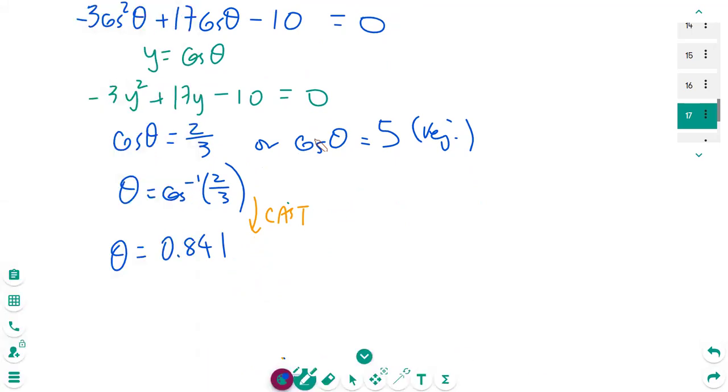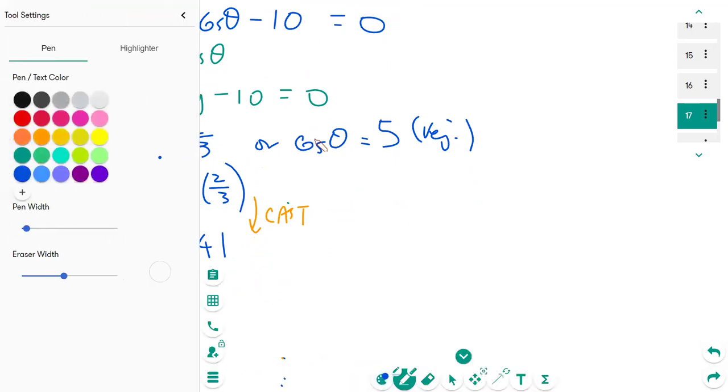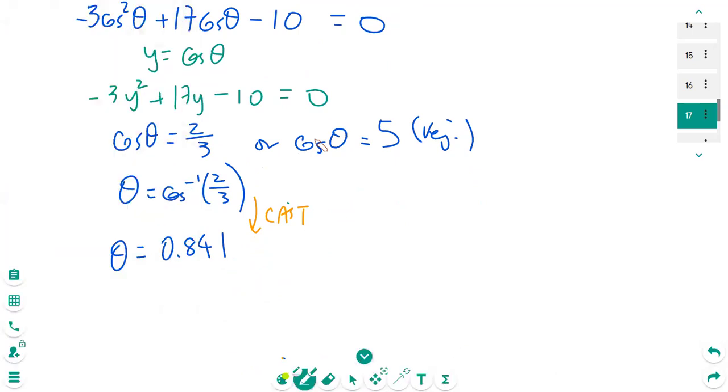Can I choose a different color? There are so many colors I can choose from. Let's choose an interesting green in here. So we know that's 0 degrees. Now pi over 2. What's pi over 2 in decimal? If you do 3.14 divided by 2, that's roughly 1.57.